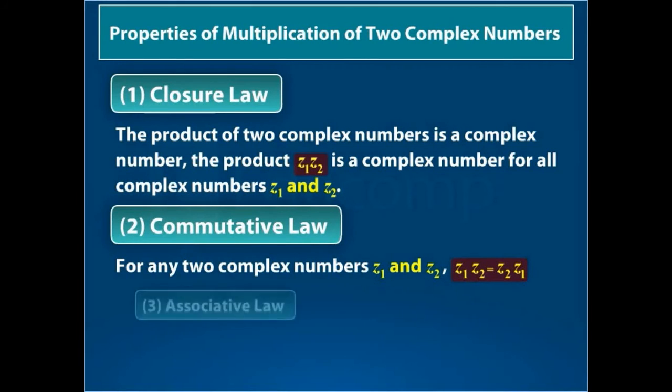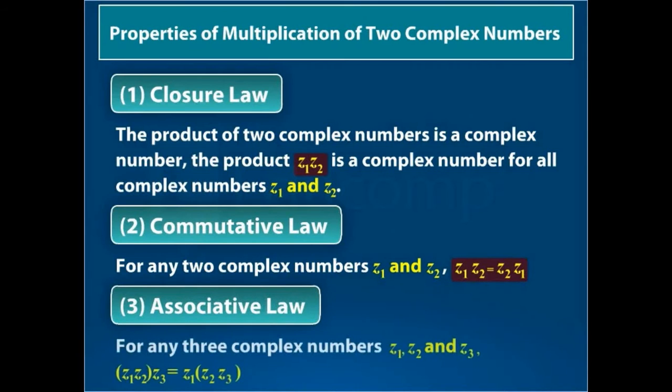The associative law. For any three complex numbers z1, z2 and z3, within brackets z1 into z2 into z3 is equal to z1 within brackets z2 into z3.